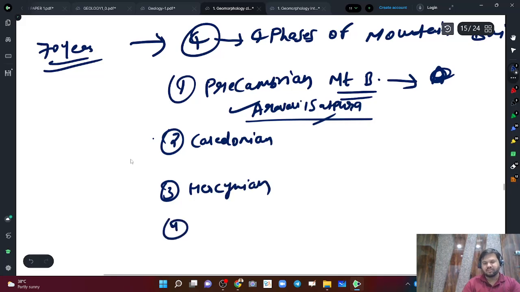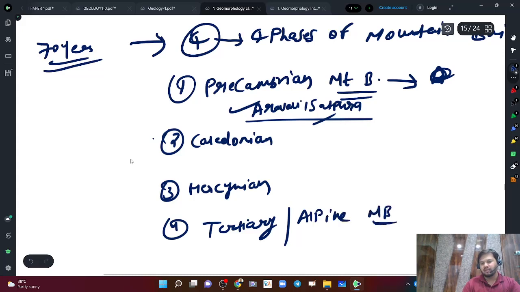And then the present one we call tertiary mountain building, or in some books, even in NCERT, it is written as Alpine mountain building. So what is Caledonian? Caledonian mountains are, for example, the Scandinavian mountains, right? The mountains in the Scandinavian countries.